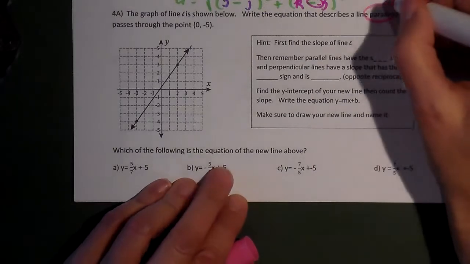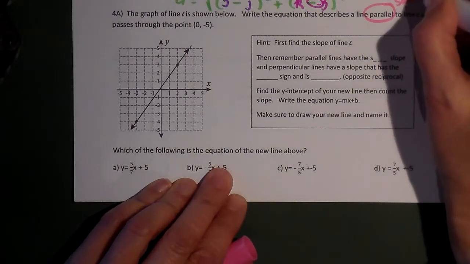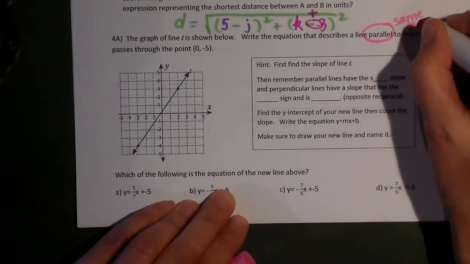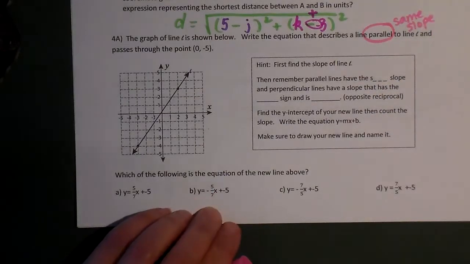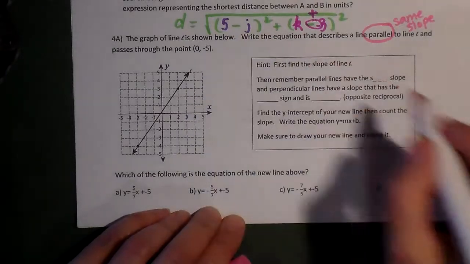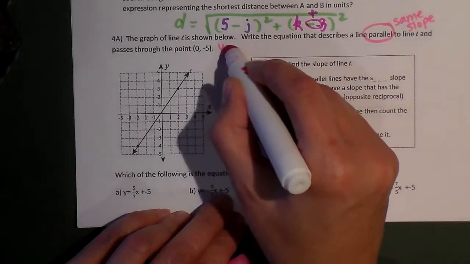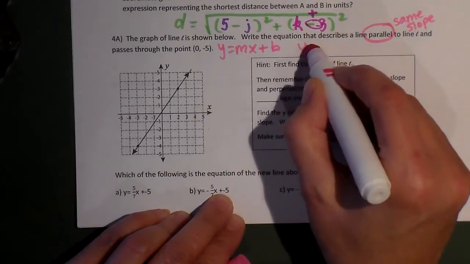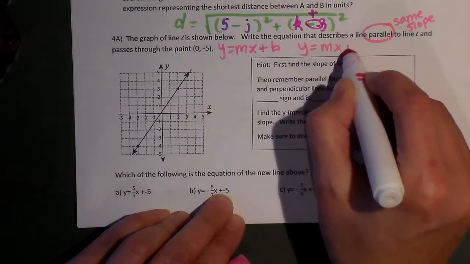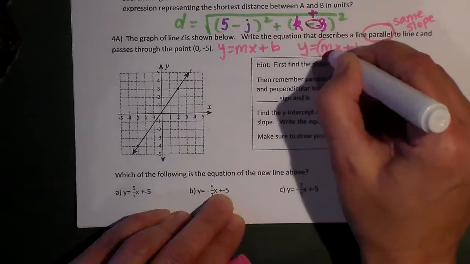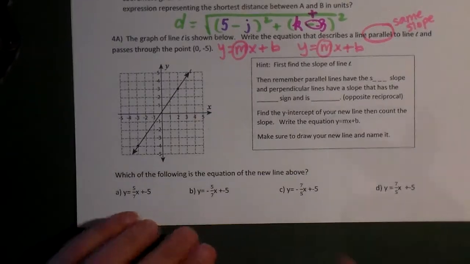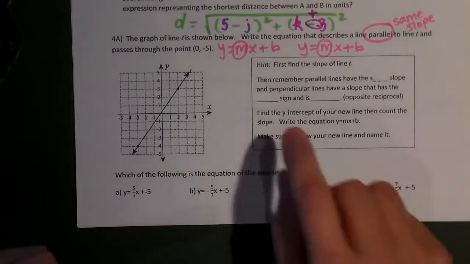Automatically, we're looking for something with the same slope. Parallel lines have the exact same slope. So let's go back to the y equals mx plus b thing. That means you're going to have two lines that both have the same m. That's what parallel means. So let's look at the line that we have.